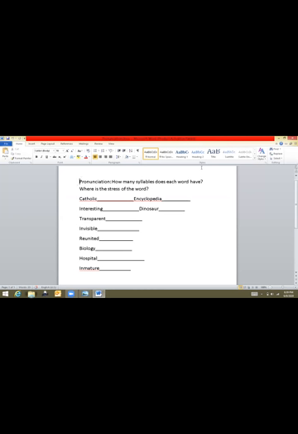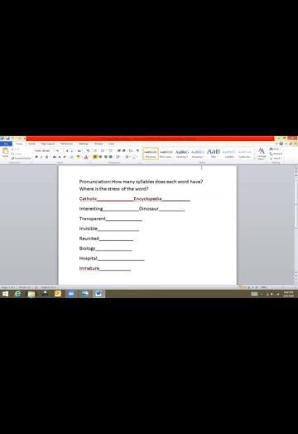You identify the syllables of a word according to the number of vowels that you hear. So when you say computer, you have an O, you have a U, and you have an E. So you hear three vowels. Vowels are A, E, I, O, U. If you hear three vowels, that means that the word has three syllables. Transportation. You have A, O, A, O. You hear four vowels, and that indicates that the word has four syllables. Is that clear?